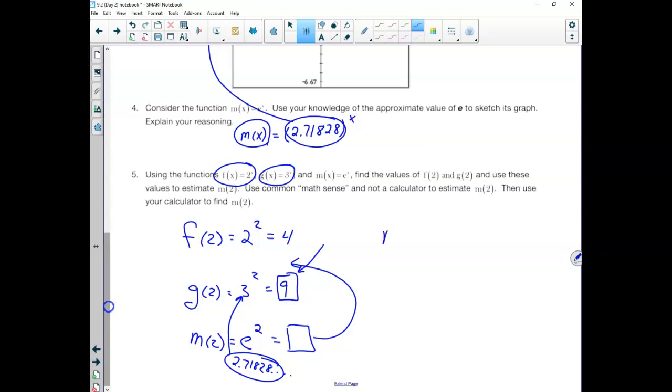And when you type it into your calculator, m of 2 equals, there is that e symbol on your calculator, squared, and that's going to approximately equal, and whenever you hit the e button on your calculator, it will only allow you to put an exponent in, because that's how special the function is. And we get 7.389-ish, and check it out, it was way closer to 9 than it was to 4.